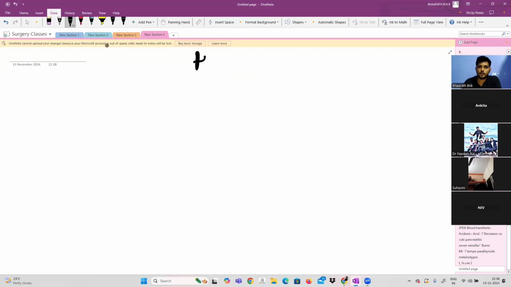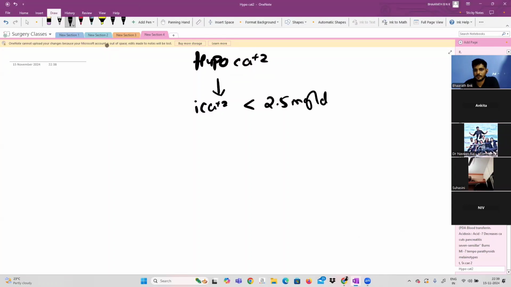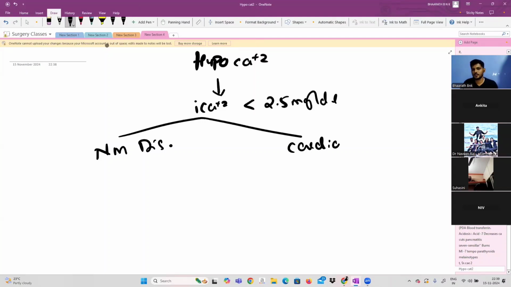Whenever there is hypocalcemia, the symptoms will not be severe. The patient might have some hyperreflexia or there can be some cramps, but when the ionized calcium reduces to less than 2.5 mg per deciliter, which would be equivalent to less than 7 if it is a total serum calcium, this will cause serious neuromuscular disorders and cardiac disorders. Because calcium is required for cardiac muscle contraction, if there is no calcium, it will reduce the force of contraction and eventually the heart will fail.